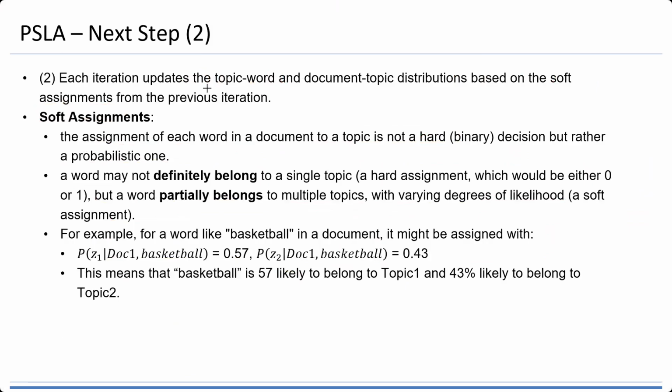And in its iteration, we have the topic-word and document-topic distributions, and there will be a soft assignment from the previous iteration. Soft assignment means we have a probability. So you can see the probability is a value maybe 0.55 and 0.345, something like this. So this assignment will not be hard. Hard means binary, so you will not see 0 and 1. It will always be a number with a probability.